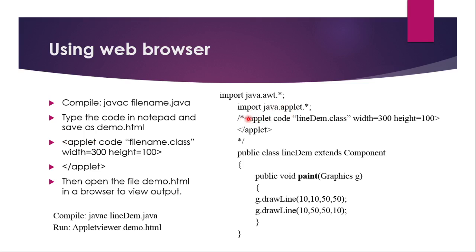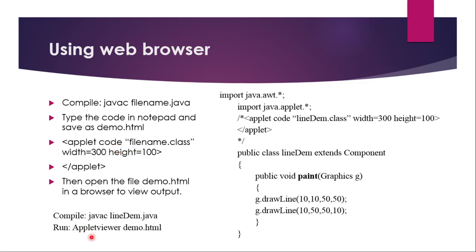Open Notepad and paste these lines, without the comment part, and write the applet tag with code, the name of the class file created. Whenever you compile a Java code, in the same class name a class file will get created. So that is what I'm giving as a reference: LineDemo.class, then width and height, and close the applet, and save this with any name .html. Whenever you save that and open the browser, you can see the output.